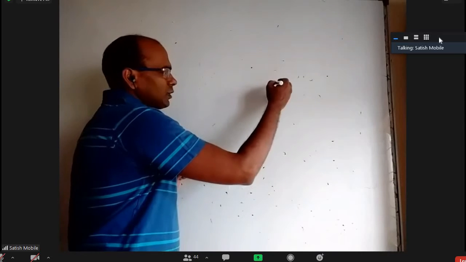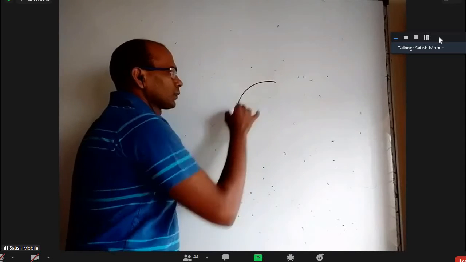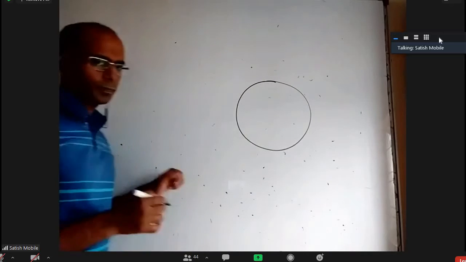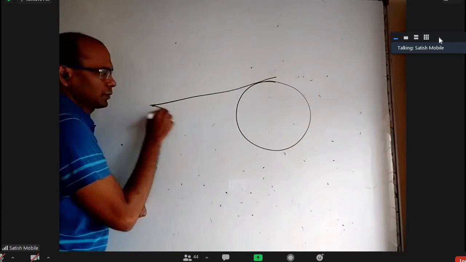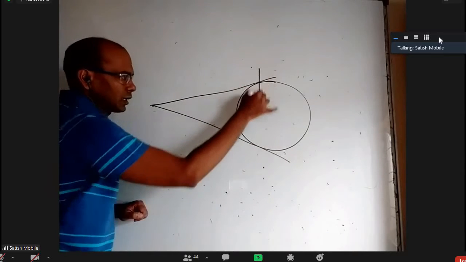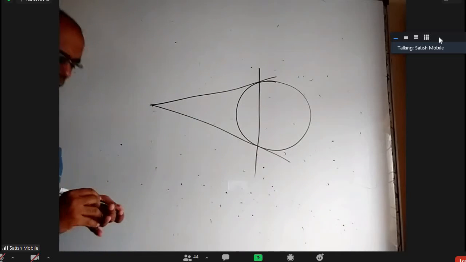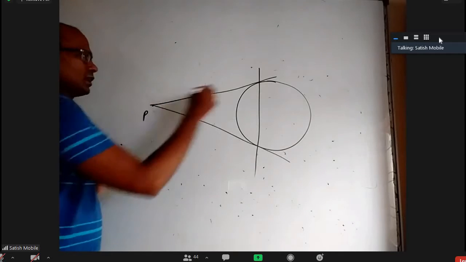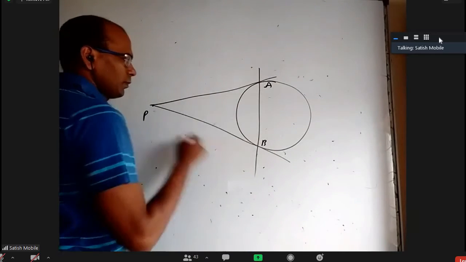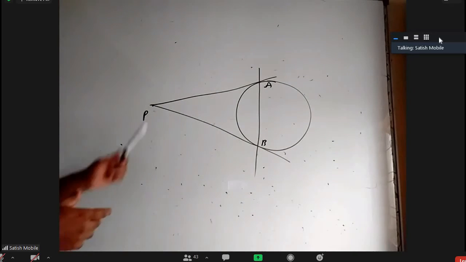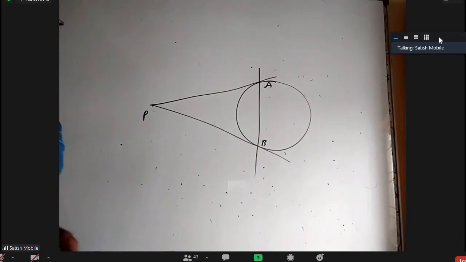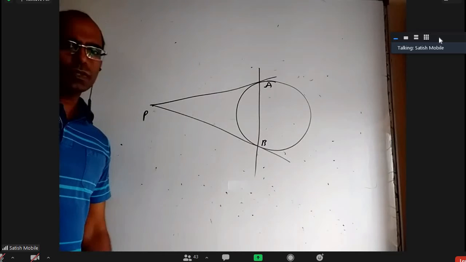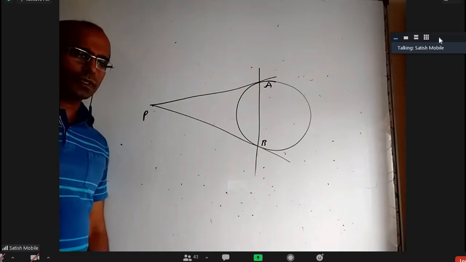One more thing I did not discuss, I want to finish now. If we take a circle and from an external point you draw two tangents and the chord of contact, if this is P and this is A and this is B, there's a formula for the area of triangle PAB. Yesterday we discussed the area of the quadrilateral; for the area of triangle PAB there's a formula, and it is used in many questions.